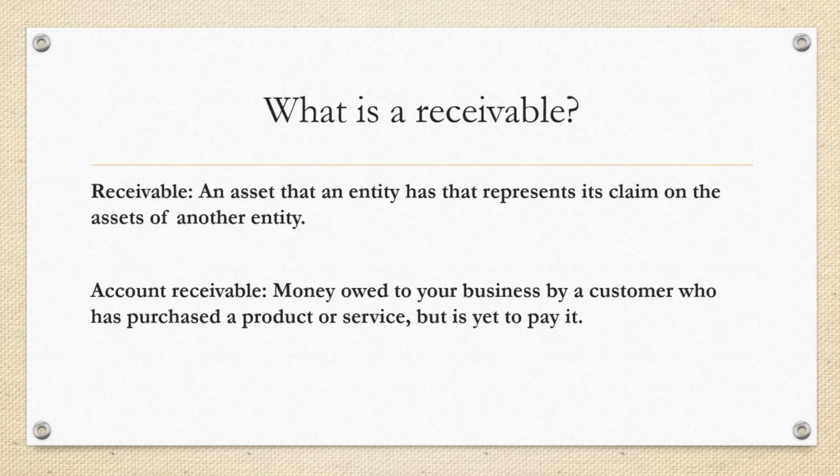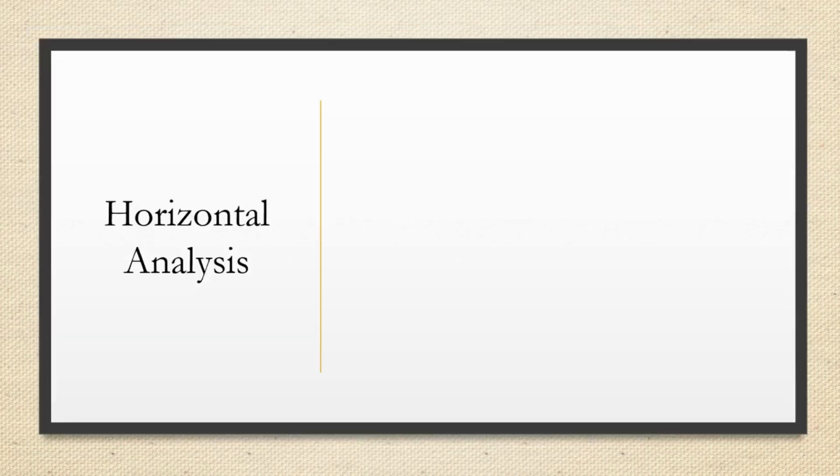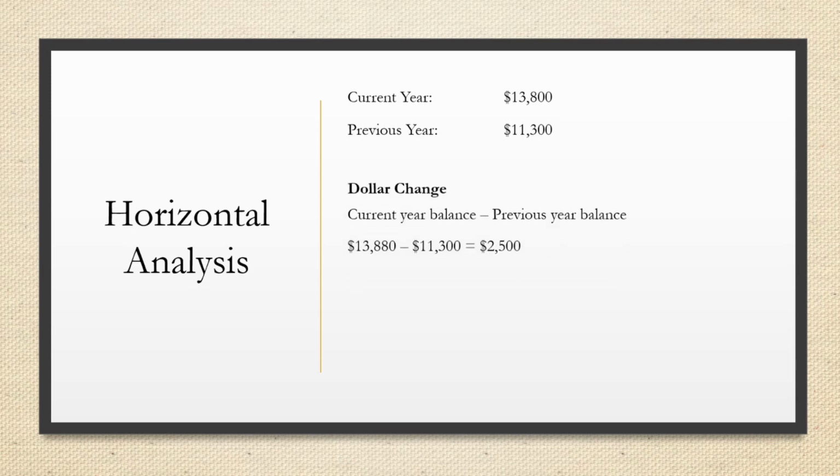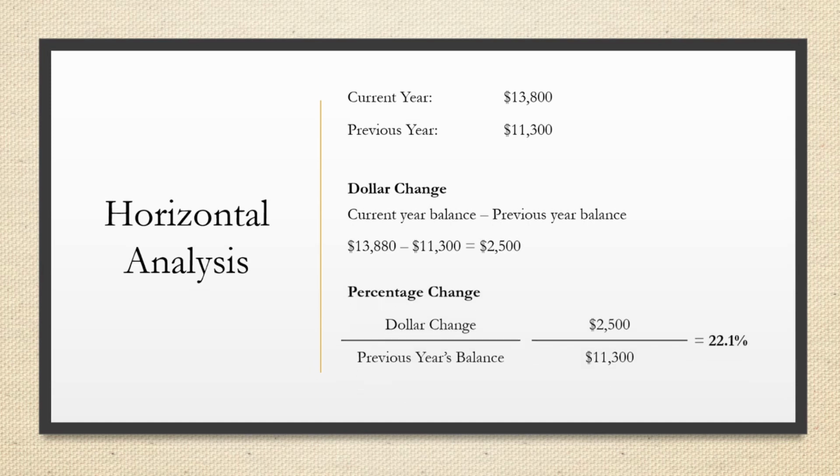Let's have a look at how we analyze the changes in these receivables over time, starting with the horizontal analysis, which is used to compare 2 years of a business's receivable balances. It finds the dollar change between the accounts receivable balances for each year by subtracting the previous year's balance from the current year's. It then finds the percentage change between the two by dividing the dollar change by the previous year's receivables.